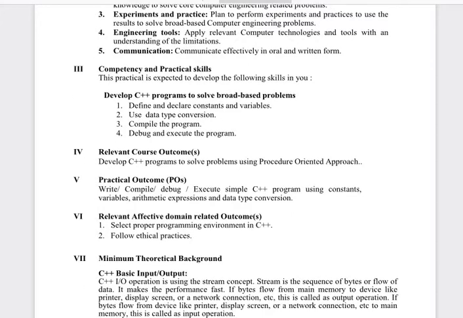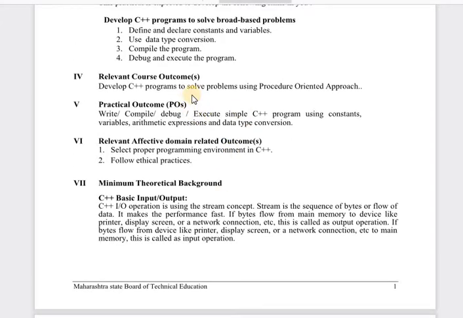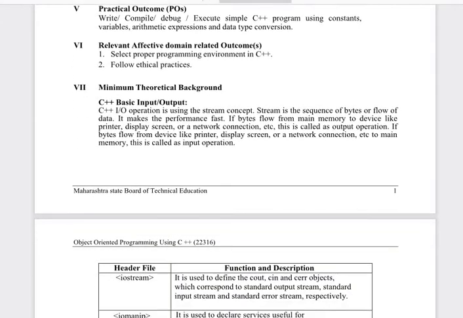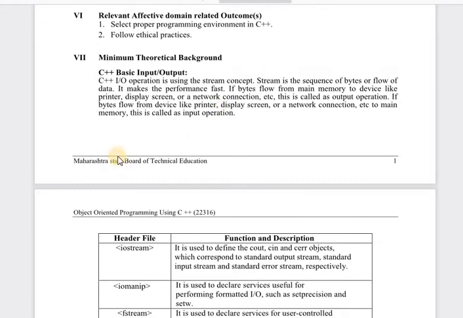So this is the relevant course outcome of this practical: develop C++ programs to solve problems using a procedure oriented approach. The practical outcome is here: write, compile, debug, and execute simple C++ programs using constants, variables, arithmetic expressions and data type conversion. Now for performing this practical, you need some minimum theoretical background. So what is in the theoretical background?